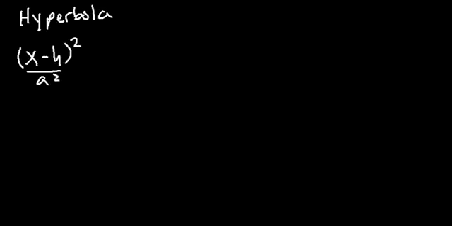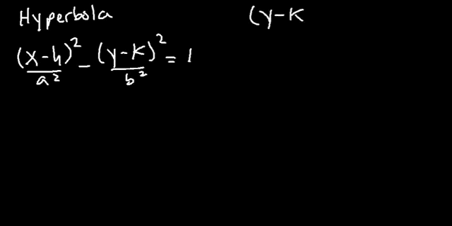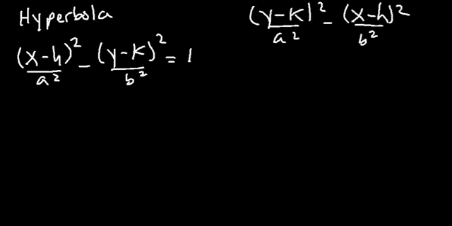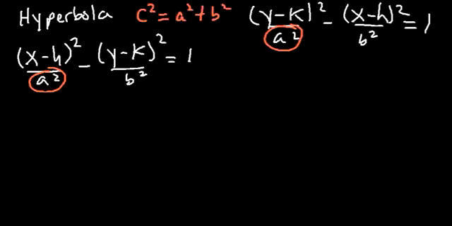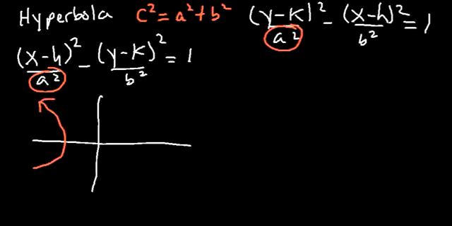So to review, for a hyperbola, it can be x minus h squared over a squared minus y minus k squared over b squared equals 1. Or it can be y minus k squared over a squared minus x minus h squared over b squared. So keep in mind, for a hyperbola, a always comes first. So b could be bigger than a, or a could be bigger than b. It doesn't matter. And c squared, to find the foci, is a squared plus b squared rather than a squared minus b squared. So for this example, it's going to open this way.